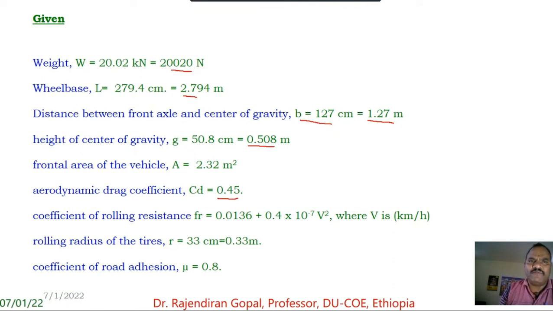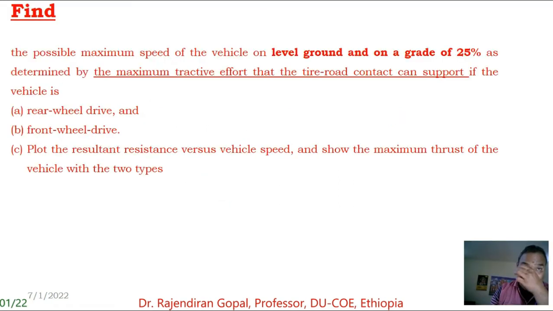Then rolling resistance coefficient Fr is equal to 0.0136 plus 0.4 into 10 to the power minus 7 V square. Rolling radius of the tire is equal to 0.33 meter. The coefficient of road adhesion mu is equal to 0.8. Find the possible maximum speed of the vehicle on level ground and on a grade of 25% as determined by the maximum tractive effort that the tire contact can support if the vehicle is rear wheel drive and front wheel drive. The third one is plot the resultant resistance versus vehicle speed and show the maximum thrust of the vehicle with two types.